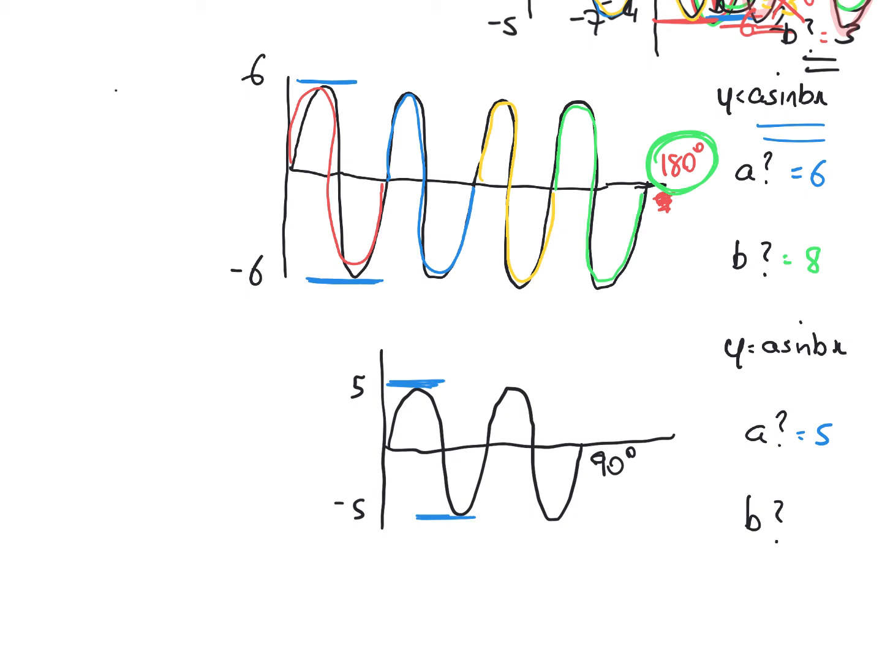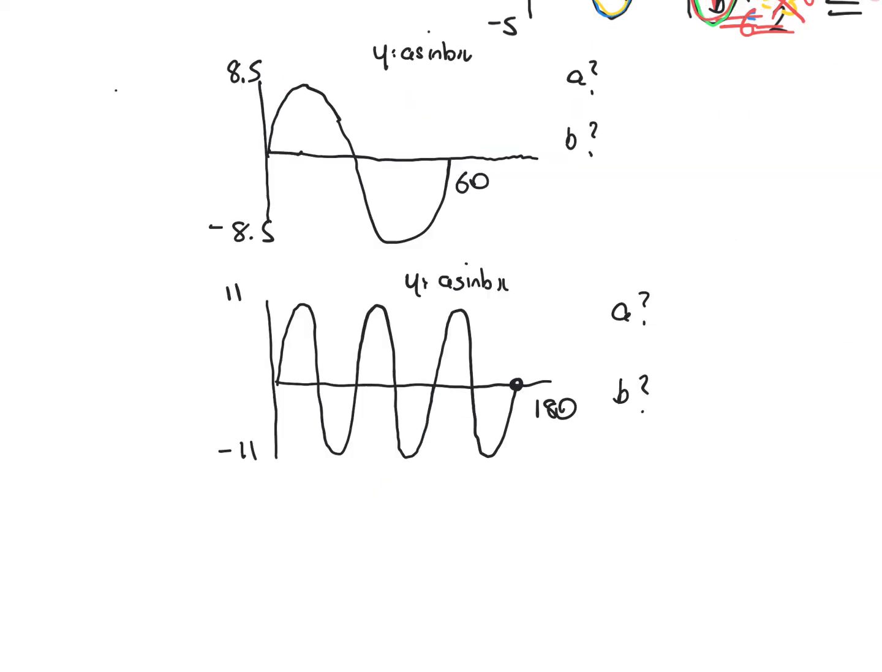B is the number of complete cycles in 360 degrees. That's what the note tells you, the number of complete cycles in 360 degrees. Well, I can count 1, 2 complete cycles in 90 degrees. But it's not the number of cycles you can see, it's the number of cycles that are in 360 degrees. So there's 2 in 90, there's 4 90s in 360, so that's 4 lots of 2. B is equal to 8.